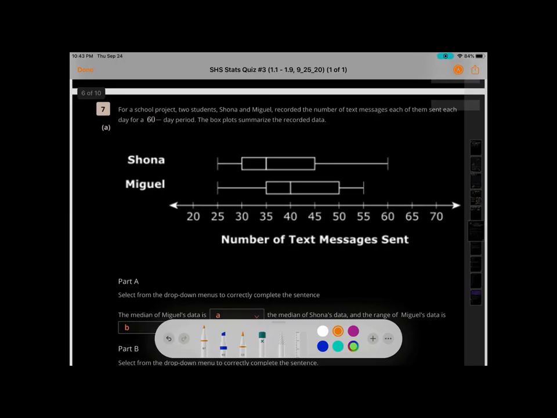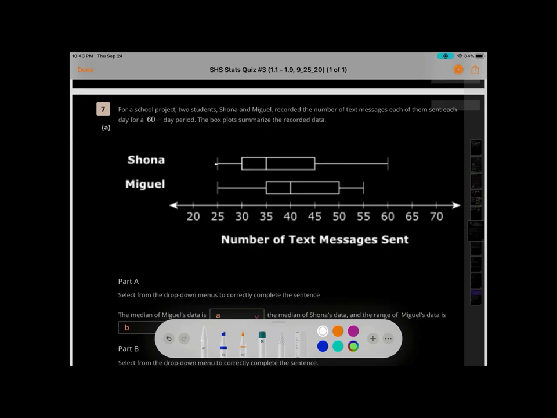Alright, question number 7. For a school project, 2 students, Shona and Miguel, recorded the number of text messages each of them sent each day for a 60-day period. The box plot summarizes the recorded data. I just want to go over this really quickly.